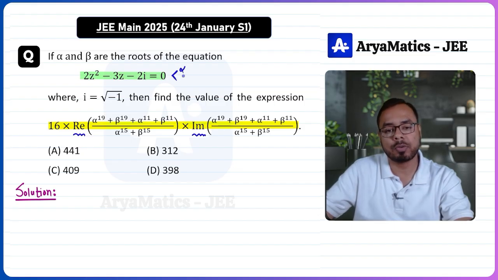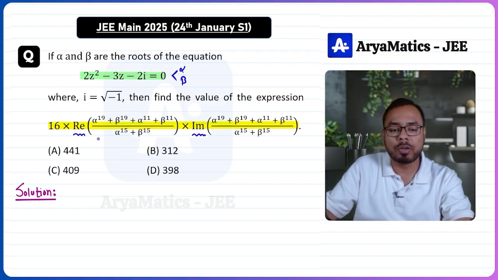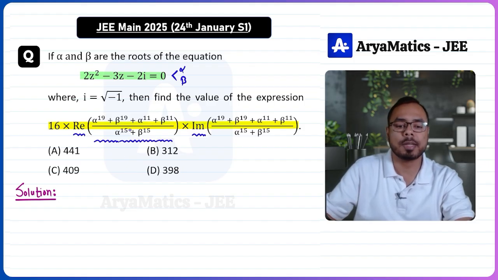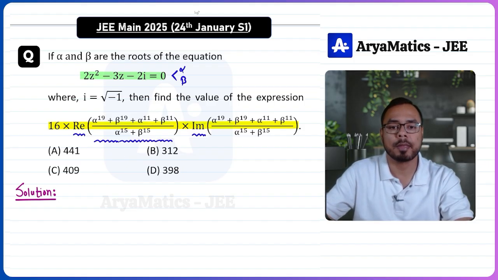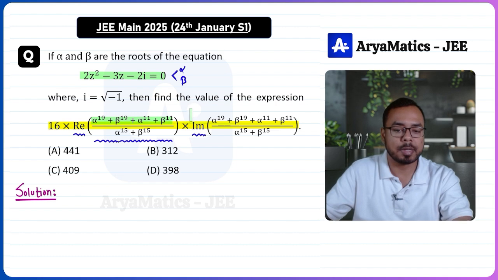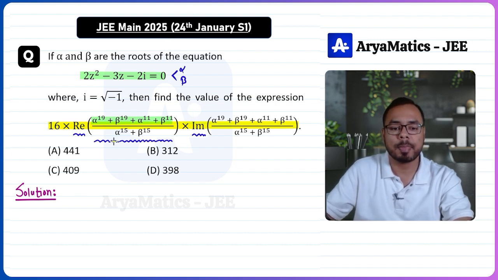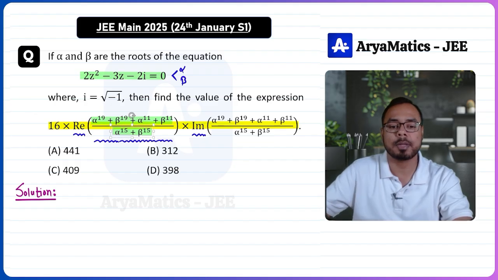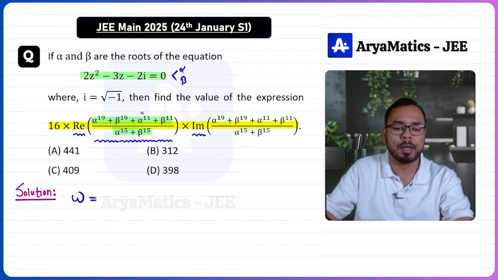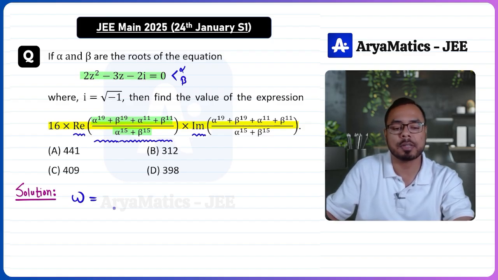Now, for this equation, the roots are alpha and beta. First, we need to simplify this expression, and then we'll see what are the real and imaginary parts of this one. So for a moment, let us say that this complex number, alpha raised to 19 plus beta raised to 19 plus alpha raised to 11 plus beta raised to 11, and that divided by alpha raised to 15 plus beta raised to 15, is omega. So we have to think how we can simplify this one. And remember, alpha is the root of this quadratic, so alpha will satisfy this quadratic equation, right?